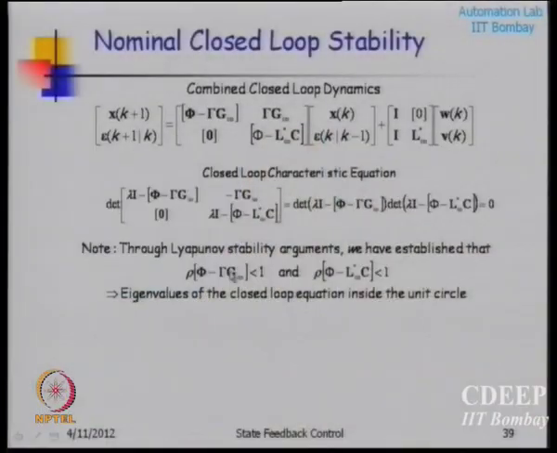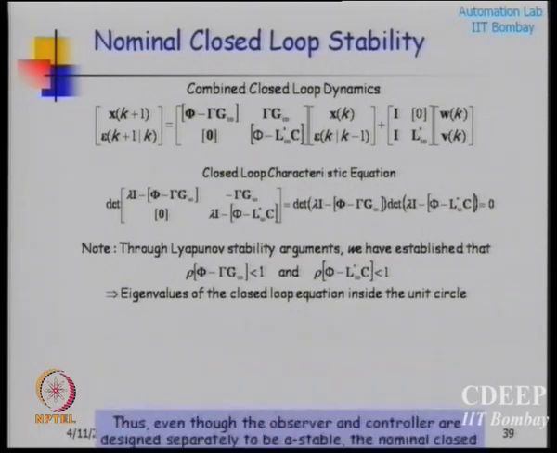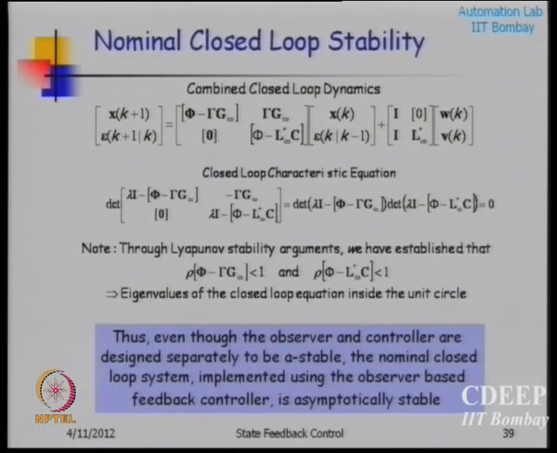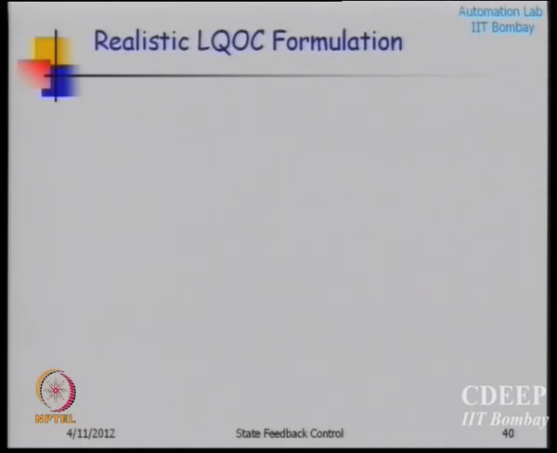So basically we have seen through Lyapunov argument that phi minus gamma g infinity is inside the unit circle, and phi minus lc infinity is inside the unit circle. Independently, the observer and the controller are stable, then you can just combine them, and the combined system will be closed loop stable. This roughly is the idea behind the separation principle. You can separately design the observer and the controller. Under the nominal case, they will be jointly stable. So let us move on to a more realistic formulation.